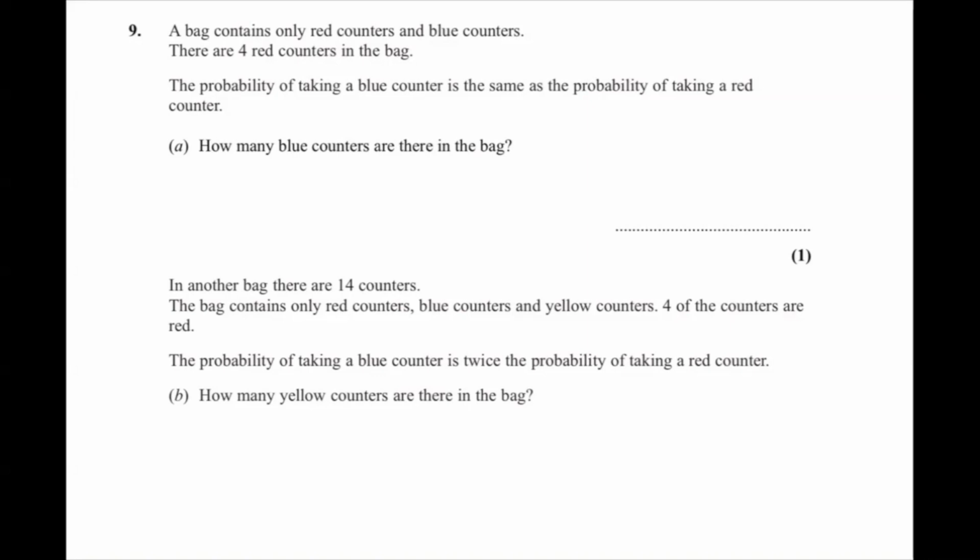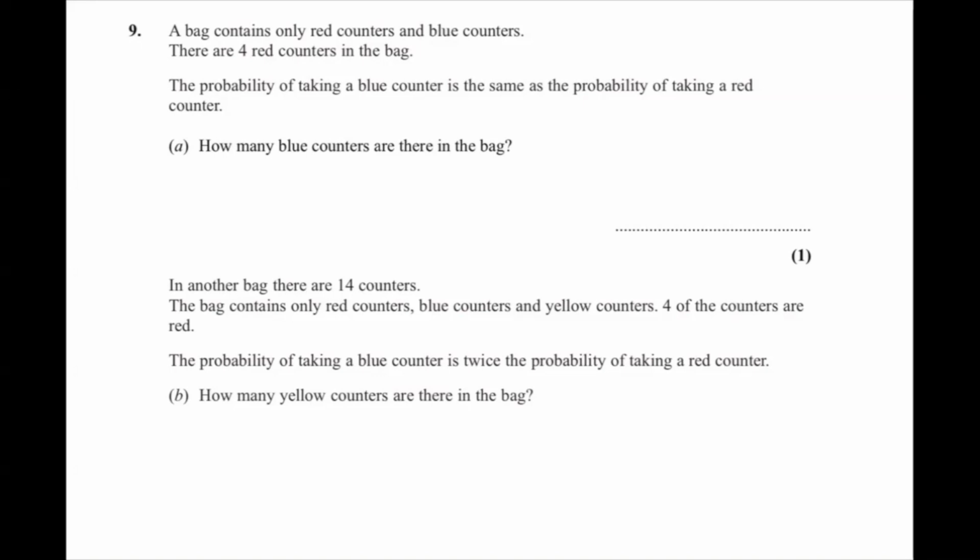Okay, a very wordy probability question, which is the norm. Probability is generally wordy because they're trying to create a story for you. So in this case, we've got red and blue counters in a bag, and there are 4 red. The probability of taking a blue, so the other color that we don't have a number for, is the same as the probability of taking a red. Now, if it's the same, then there must be an equal number in the bag. So there would be 4 in the bag.